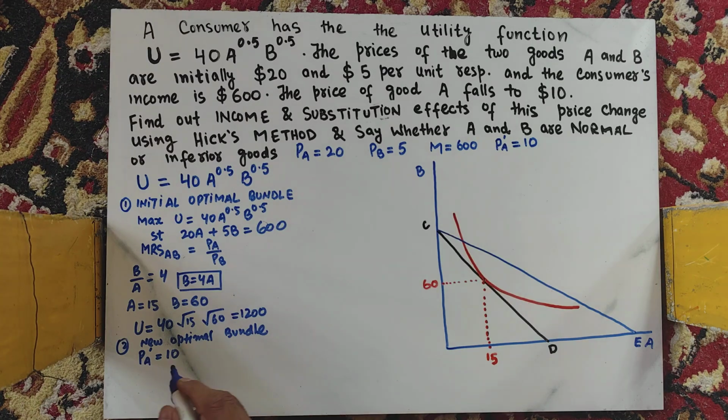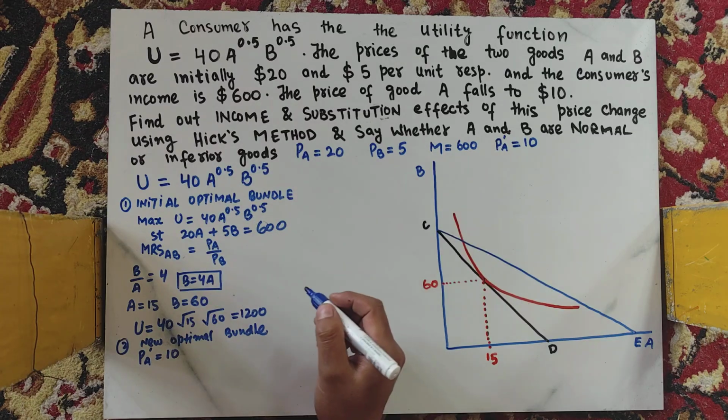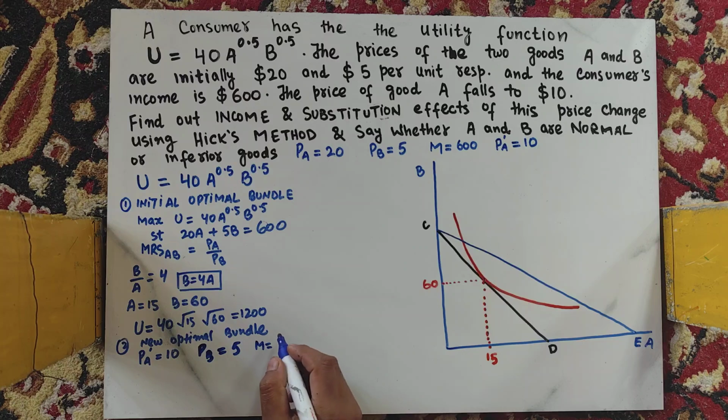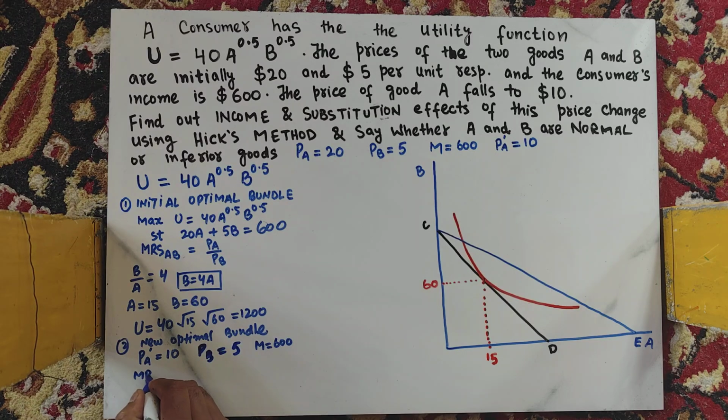So again, we want to maximize the utility, and find the new optimal bundle. Price of good A is 10, price of good B is 5. And the income of the consumer is again the same, income is 600. We need to find the new optimal bundle. Again we will equate the MRS between A and B with the ratio of the prices, that is the price of A this time, which is price of A prime, divided by the price of good B.